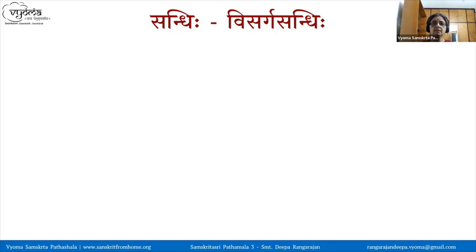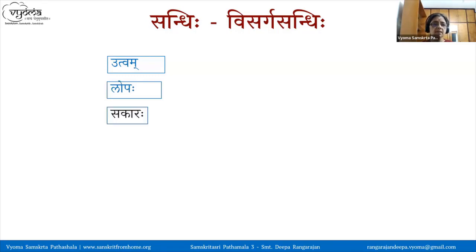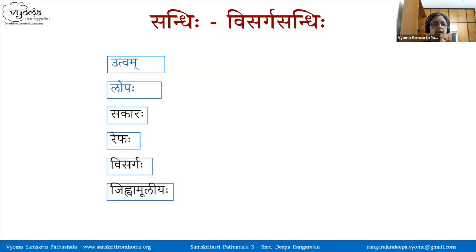So based on the changes the visarga undergoes, we have visargasya uttvam, visargasya lopaha, visargasya sakaraha, visargasya repaha, visargasya visargaha eva. In the place of visarga, visarga itself is there, which means it is not a sandhi. But then that is also an option which is given. Jihva muliyaha. We saw that Jihva muliya is the half visarga kind of sound which precedes ka or kha.